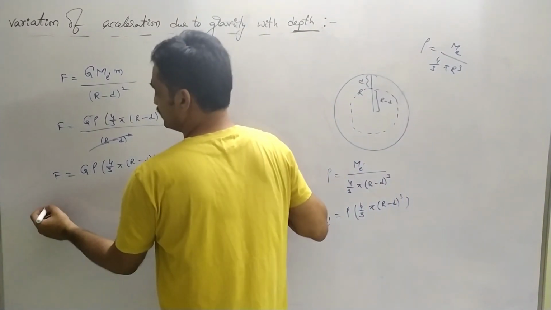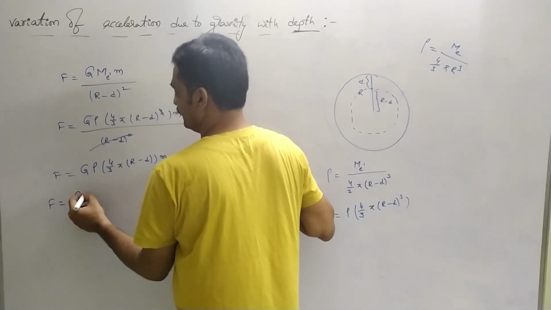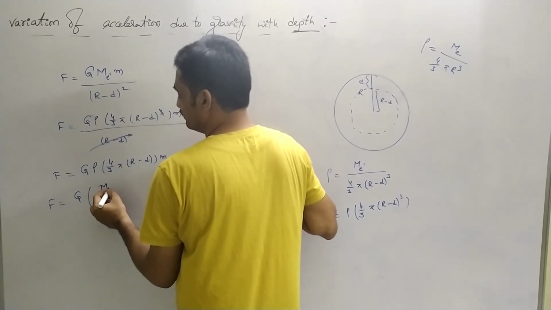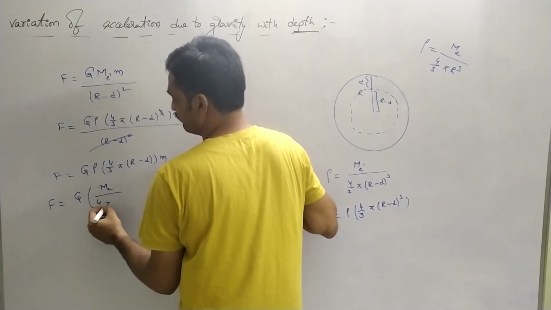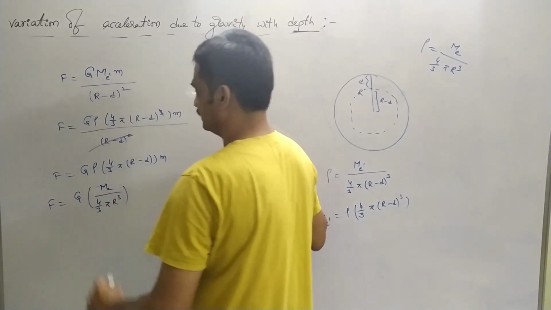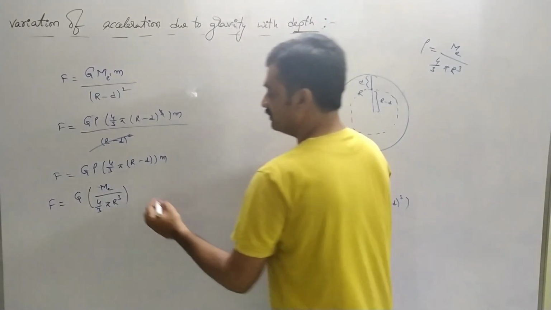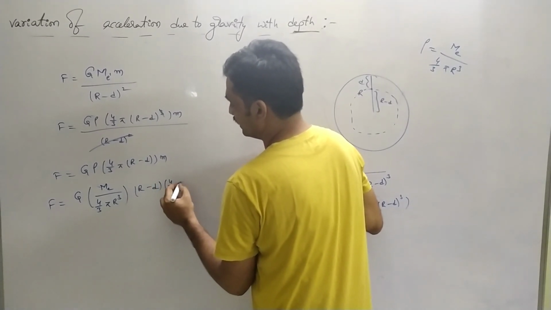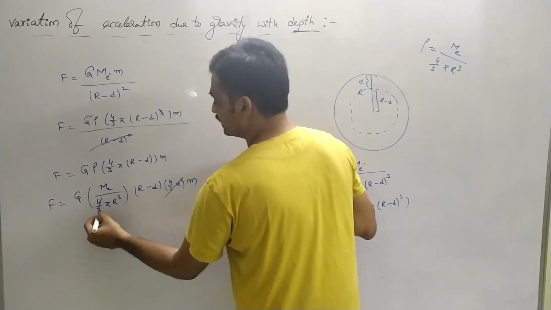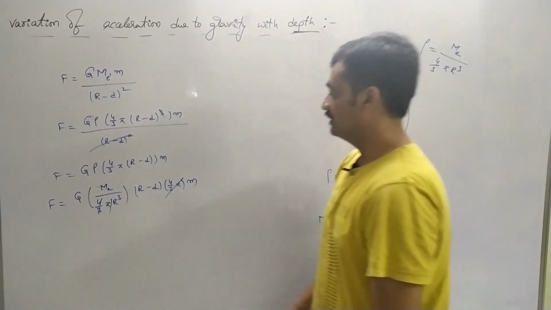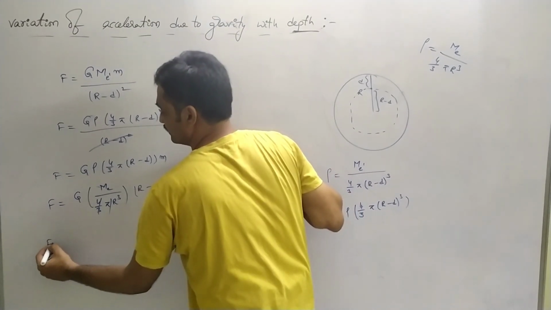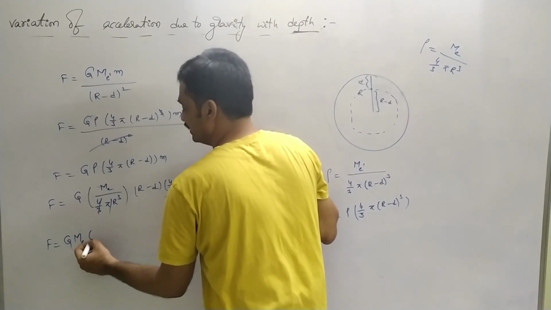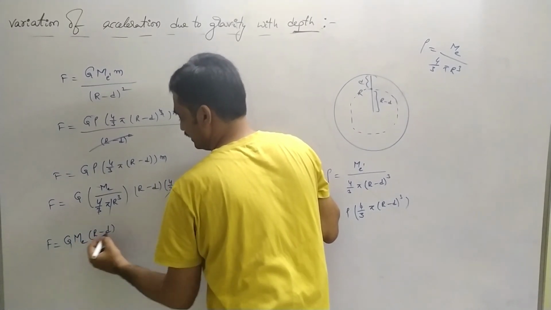As we substitute, the force is represented as F is equal to G into mass of the earth by 4 by 3 pi r cube, into 4 by 3 pi into r minus d into m. Observe that 4 by 3 pi gets cancelled. Then the force is represented as F is equal to G capital M suffix e into r minus d into m by r cube.